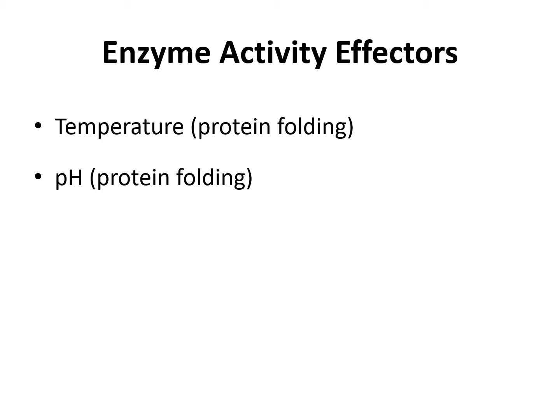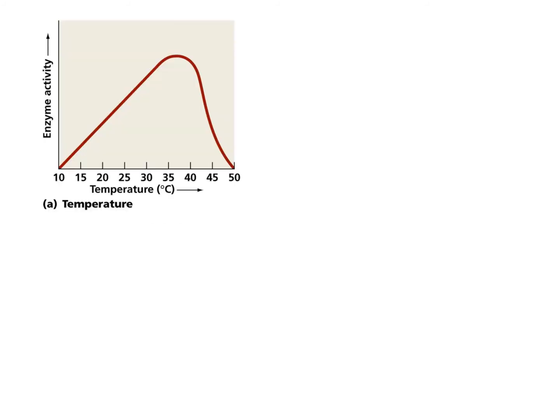Changing the pH of the solution, and remember pH is a relative measure of the concentration of hydrogen ions in a water solution. This can have an effect on hydrogen bonding in the protein structure, which will have an effect on the folding. And the last thing that can have an effect on enzyme activity is concentration. So the concentration of the enzyme or the concentration of the substrate. So going through some of the enzyme activity effectors, the first one, temperature.